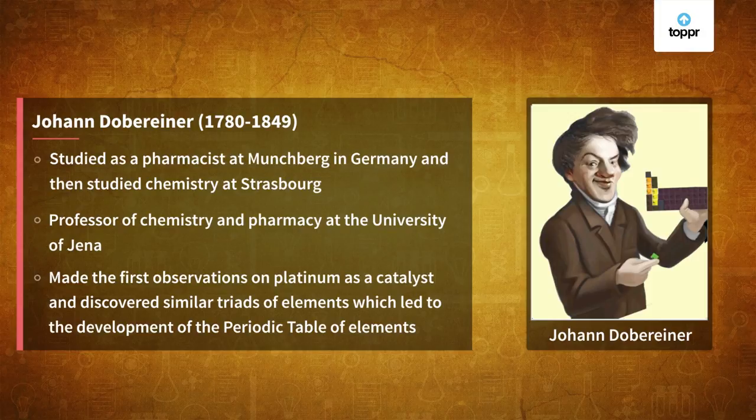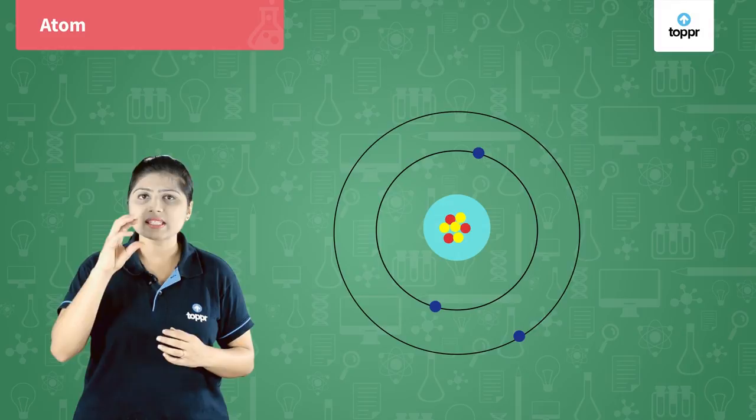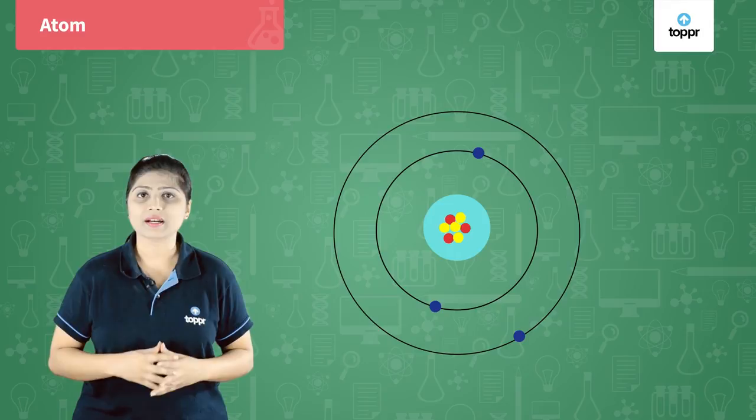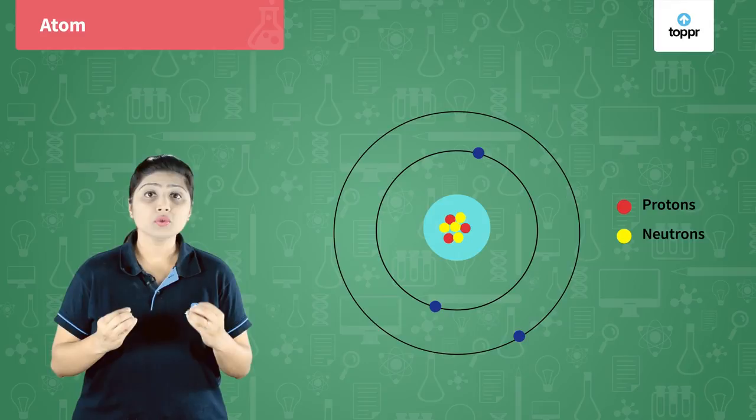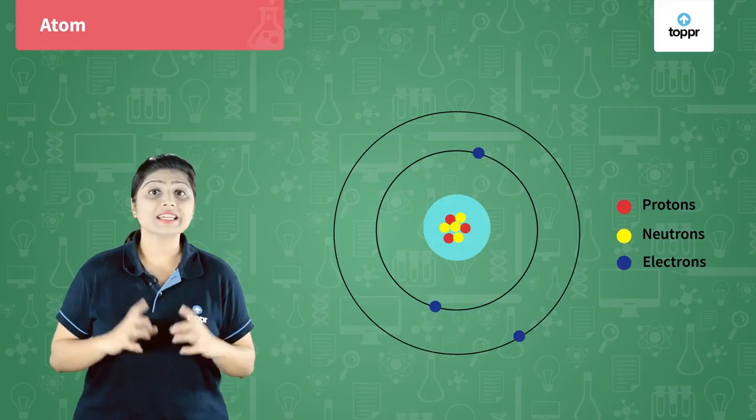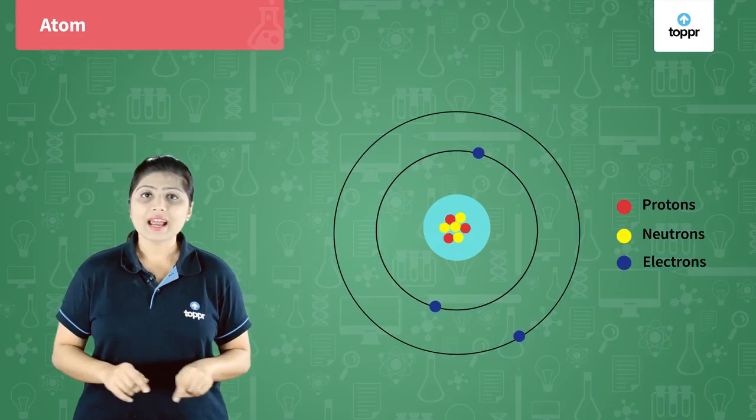Let us see how Johann Dobereiner classified elements. He knew that every element is made up of similar kind of particles. These particles are called atoms. Every atom is made up of a center positive charge called nucleus. In this nucleus, there are two kind of particles, protons and neutrons. Protons are positive and neutrons are neutral. Electrons are present around the nucleus in orbits and electrons are negatively charged. In an atom, the number of protons are always equal to the number of electrons.